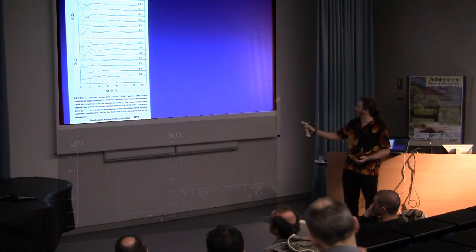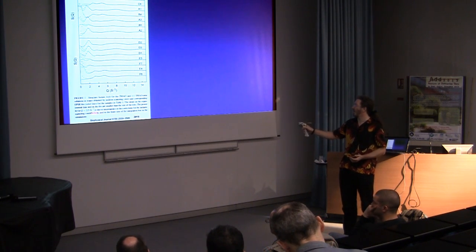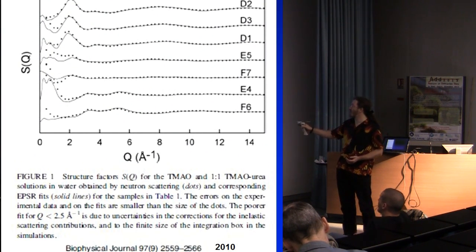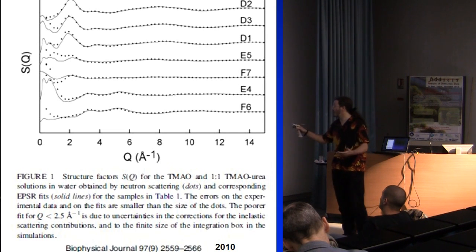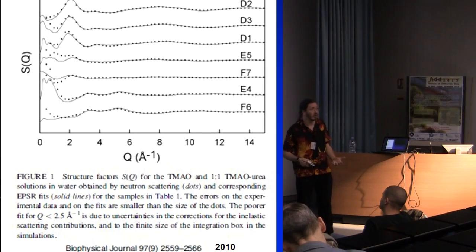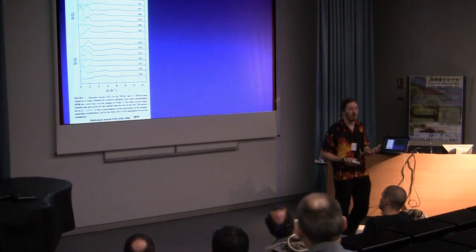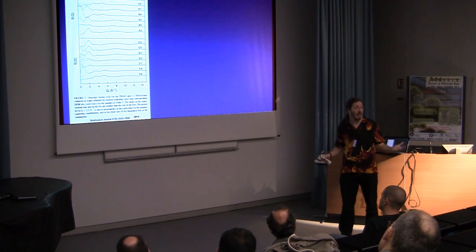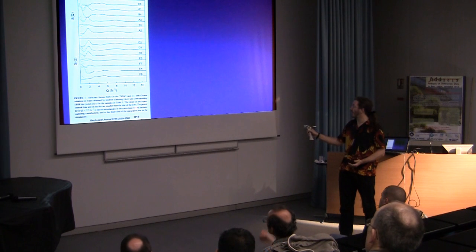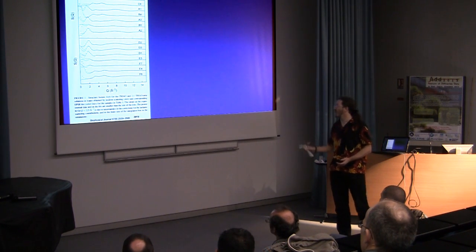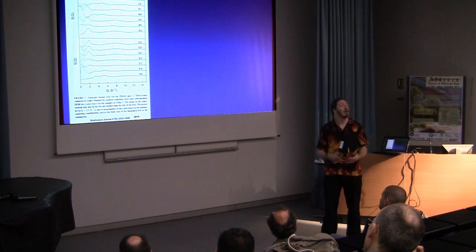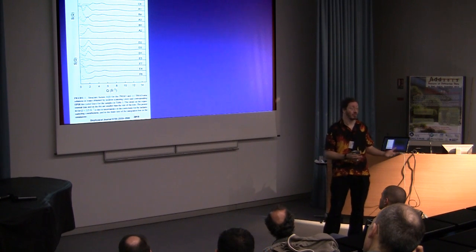The explanations that are usually given, there are two of them. The first one is that the poorer fit in the region below 2.5 angstroms is due to uncertainties in the correction to the inelastic scattering contributions and the finite size of the integration box. The size of the simulations is probably not a significant issue here. Having had my discussions with Dan over the past couple of days, it's most likely due to uncertainties in the correction of the inelastic scatterer. It should be noted that these are all collected on spallation sources, not reactor sources.